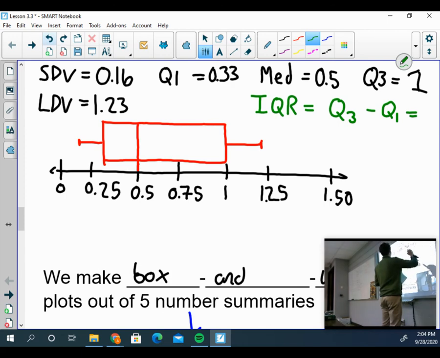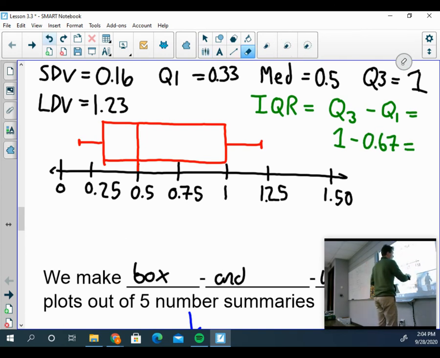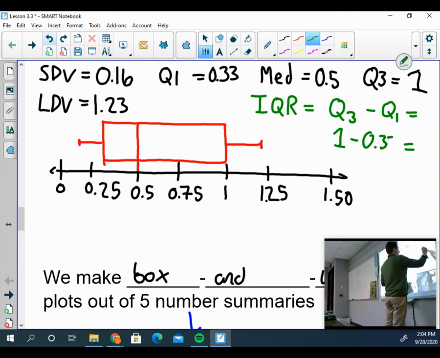Okay? So to find it, we're going to do Q3 minus Q1. So I'll do 1 minus 0.33, goodness. And I get 0.67.